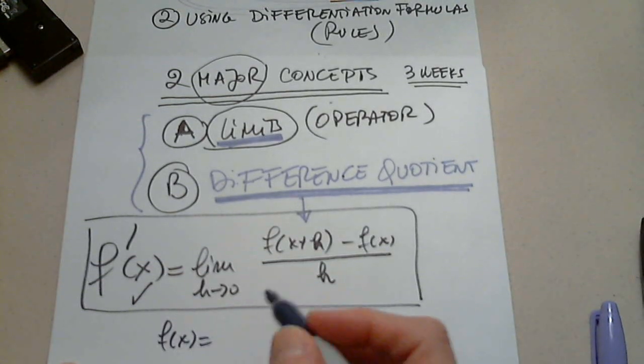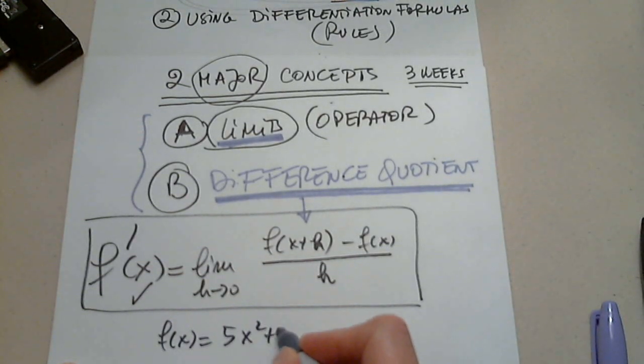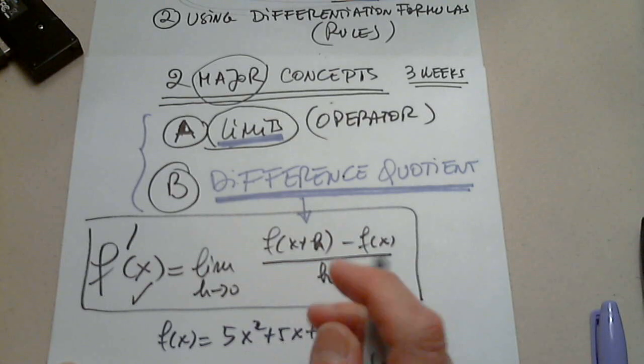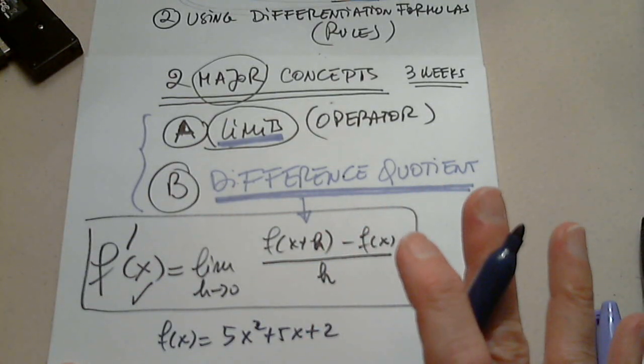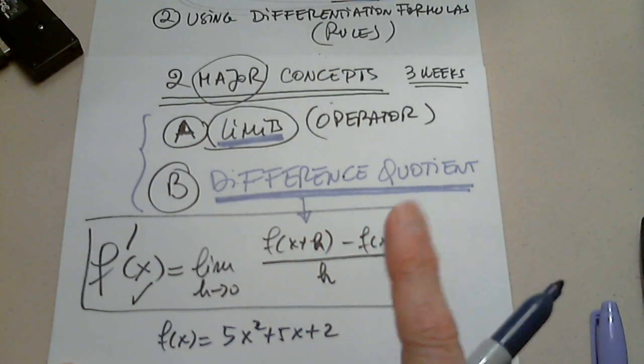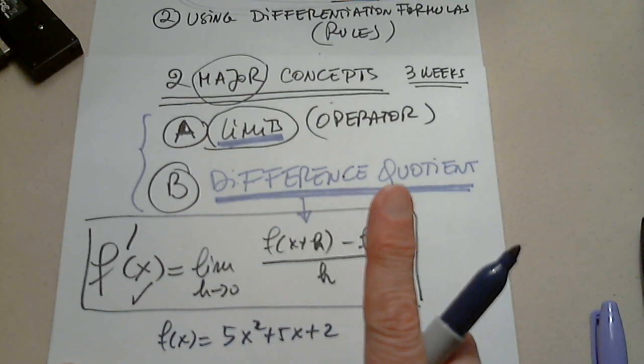said f of x? So 5x squared plus 5x plus 2 over 10x squared plus this x plus this will take a tremendous amount of time. So let's stick with the quadratic function first.